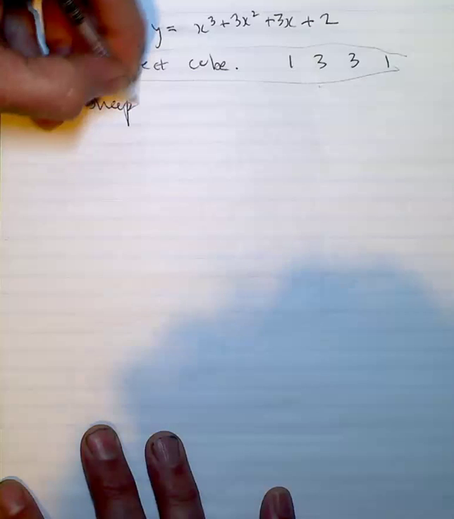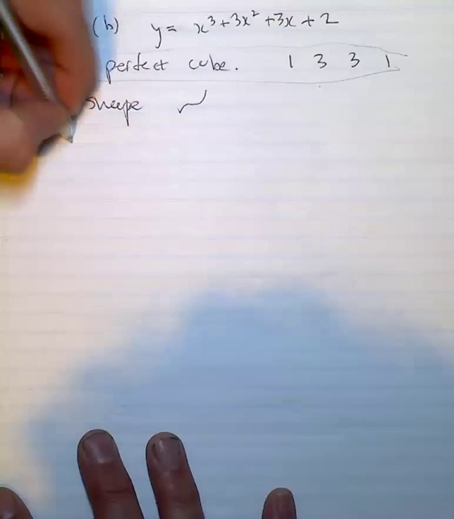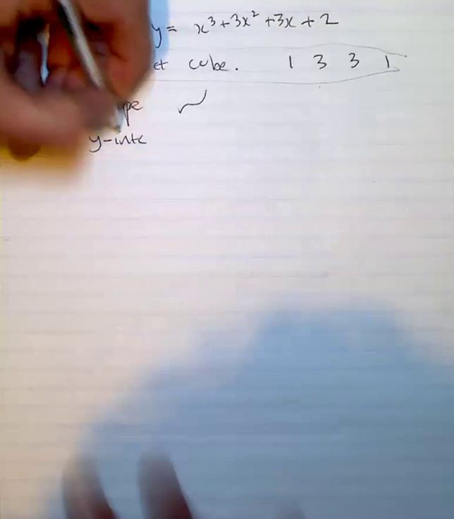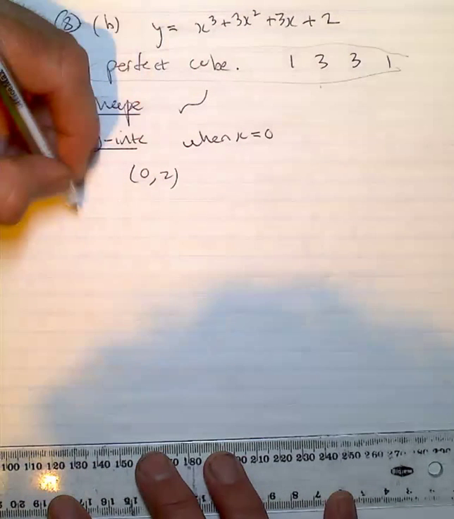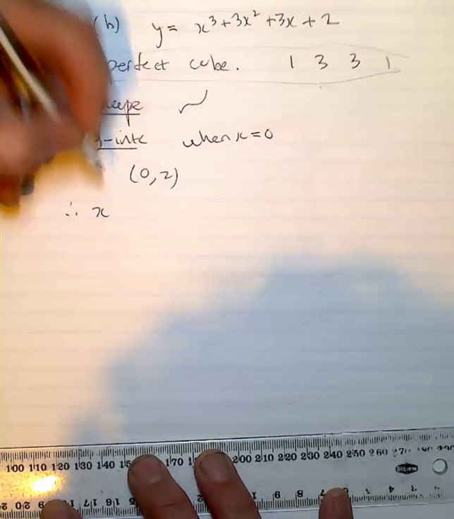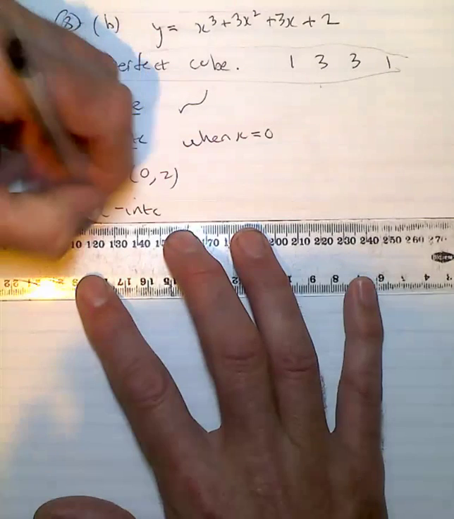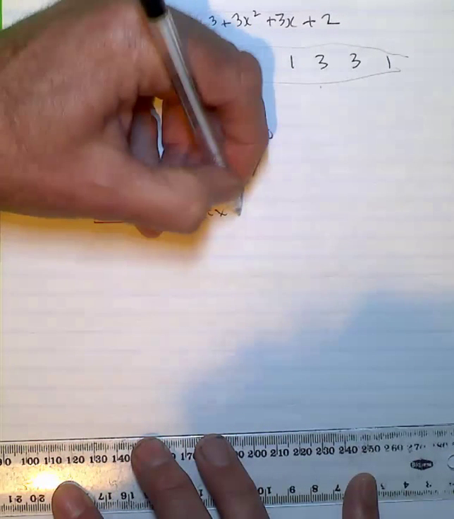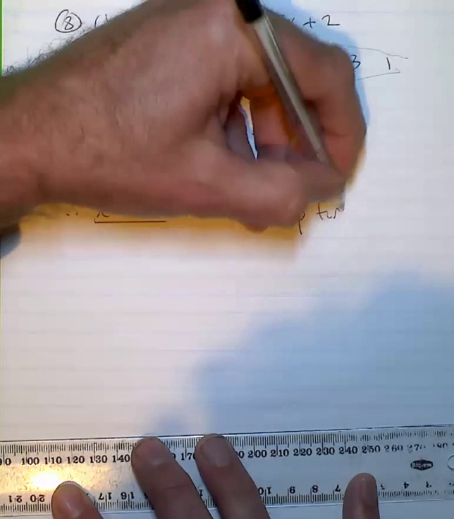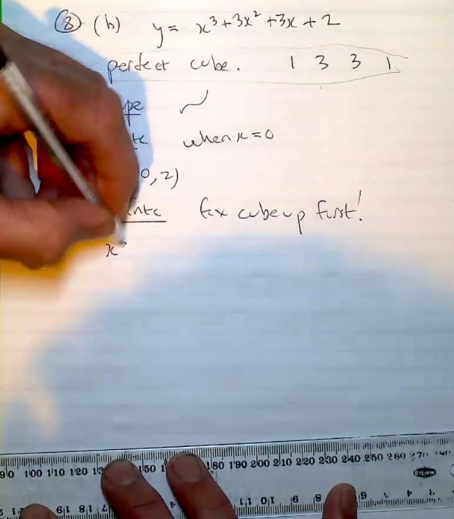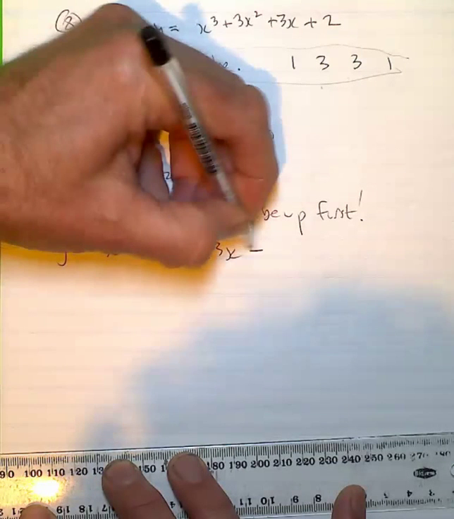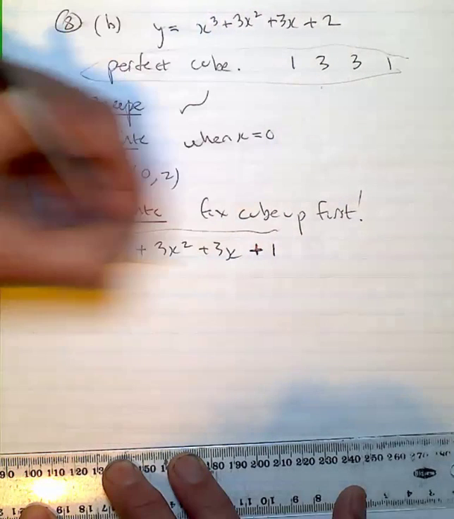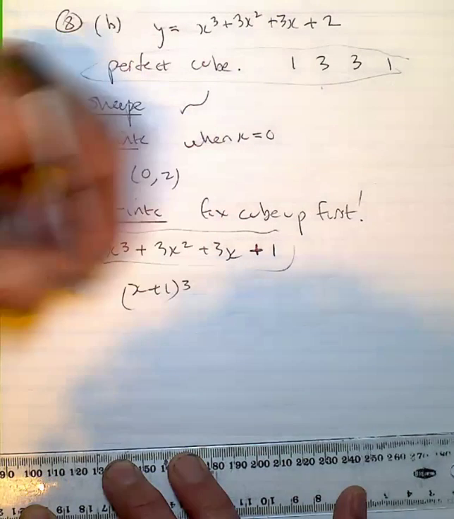The shape is going to be of this order, the positive. The y-intercept, well, that's going to occur when x is equal to 0, and we'll have it at (0, 2). The x-intercepts, well, I might have to actually fix the cube up first. Now I need a plus 1 there in order to get (x + 1) all cubed.